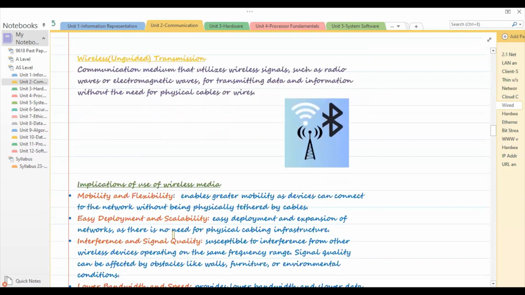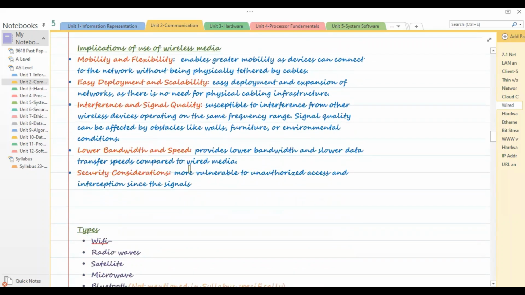Now, wireless transmission. Wireless transmission is basically a medium that utilizes wireless signals such as radio signals or electromagnetic waves for transmitting data and information without any need of any wiring. So via air, basically, right? Now, implications and use of the wireless medium: mobility and flexibility, right?